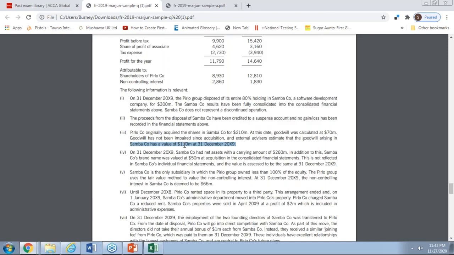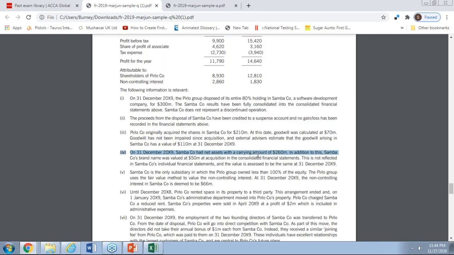According to IFRS 3 and IAS 38, the impairment of goodwill is allowed, but you cannot revalue the goodwill upward. So you cannot revalue the goodwill upward based on the market value. This question says that the external advisors estimate the goodwill arising on the Samba is valued now at 110. So you cannot take this 110 figure. We always take the goodwill at acquisition. We can have impairment in this value, but we can never increase this value upward.